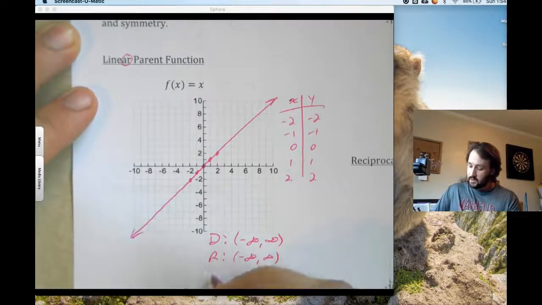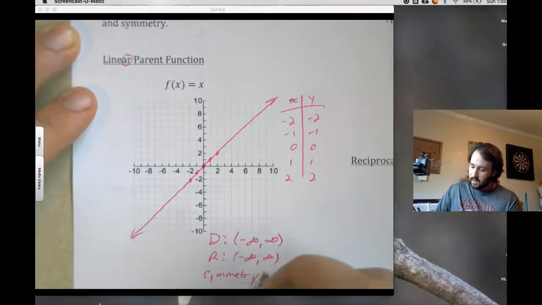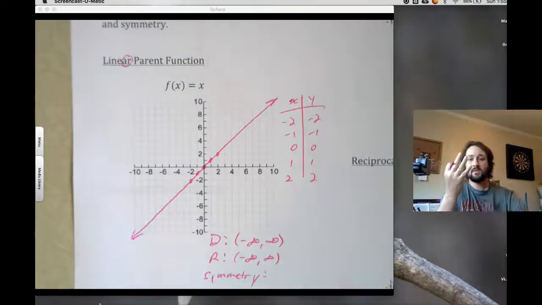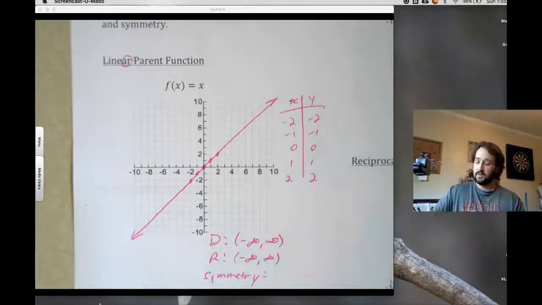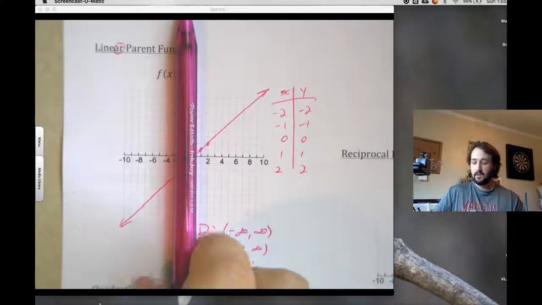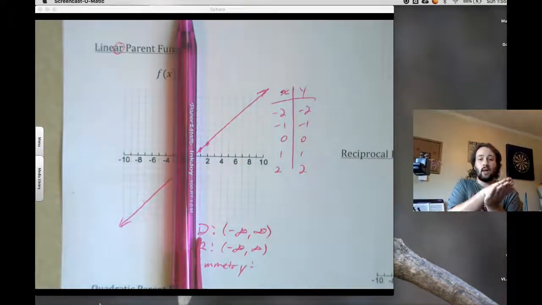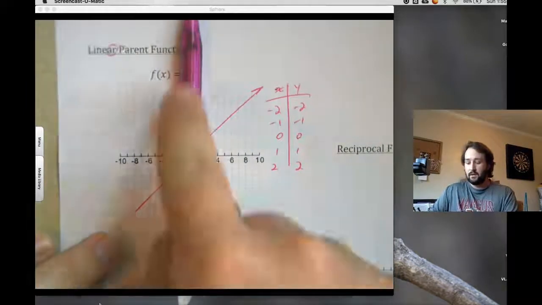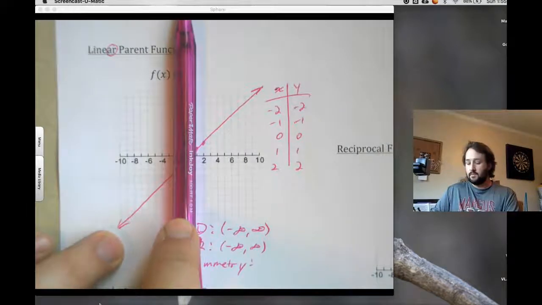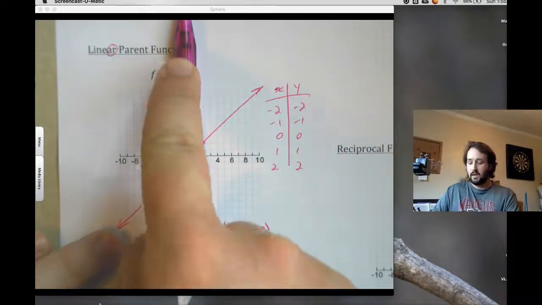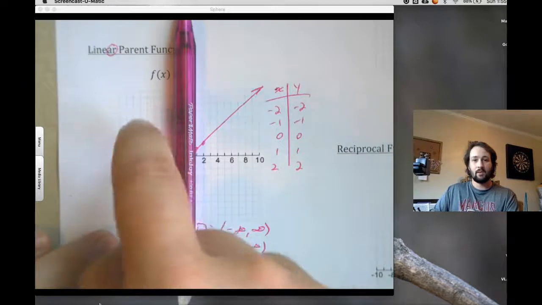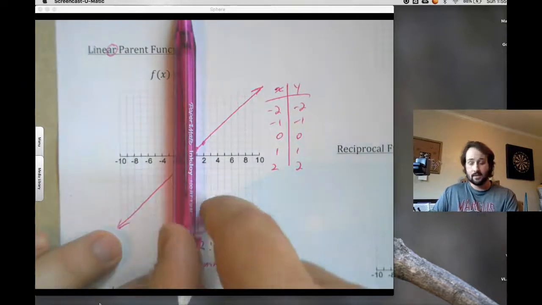And then for the symmetry. Now for the symmetry, we haven't talked about this yet. There are three things that we can be symmetric about. We can be symmetric about the y-axis, if it looks like it's a reflection over the y-axis. If I were to fold the graph on the y-axis and it mapped onto itself, it looked like the same exact thing. If I put a mirror right here on my pen, it would be reflecting the same image on both sides. It's not in this case.